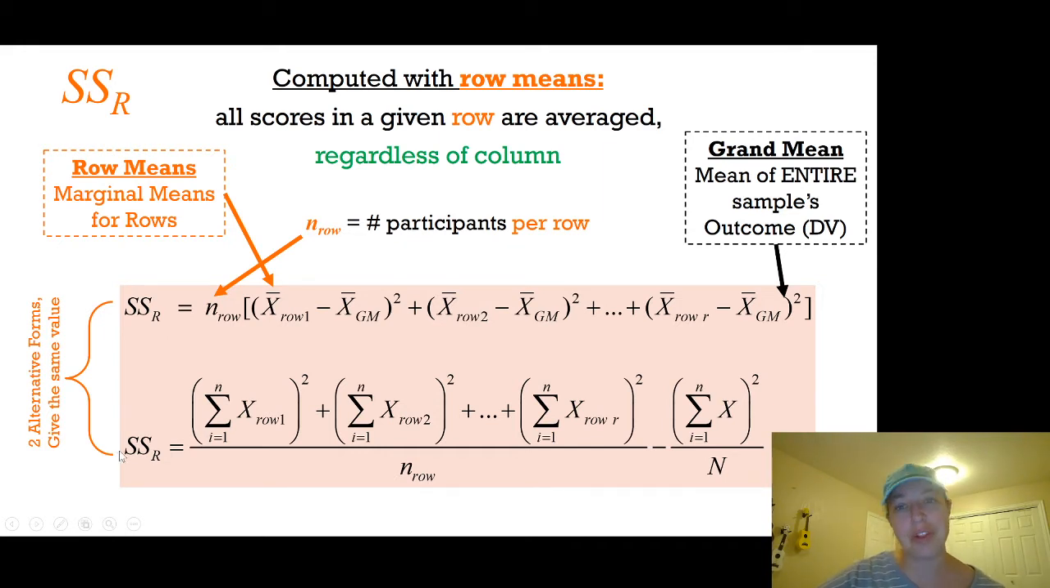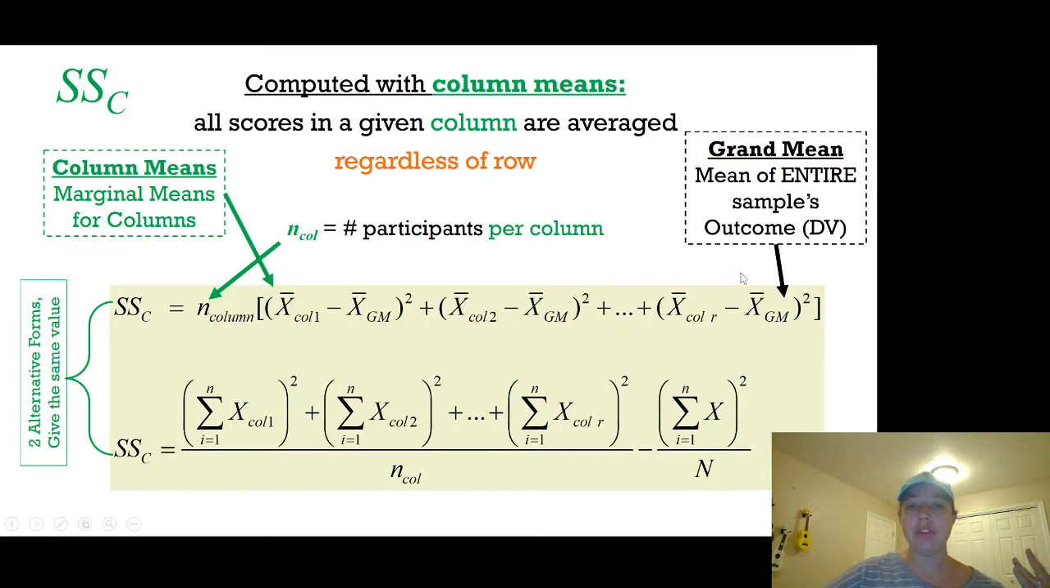The bottom one is the one that the computer likes better because of the way computers work and their funny minds. Both of these formulas, well, the top formula specifically, we'll focus on that, uses the row means, the row sizes, and the grand mean. If we move to the columns, formulas look very, very similar. Here we have column means, column total sample sizes, and grand mean.